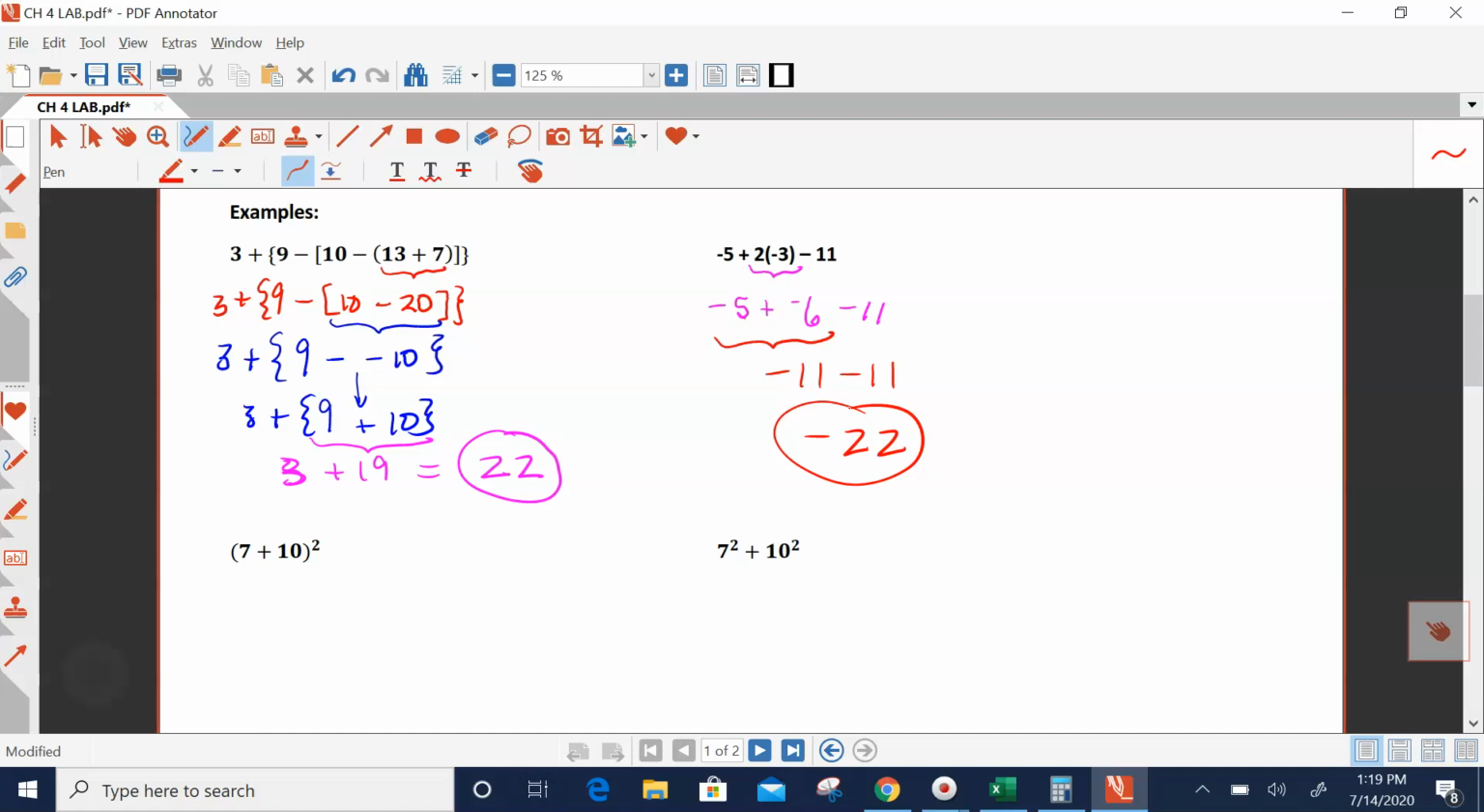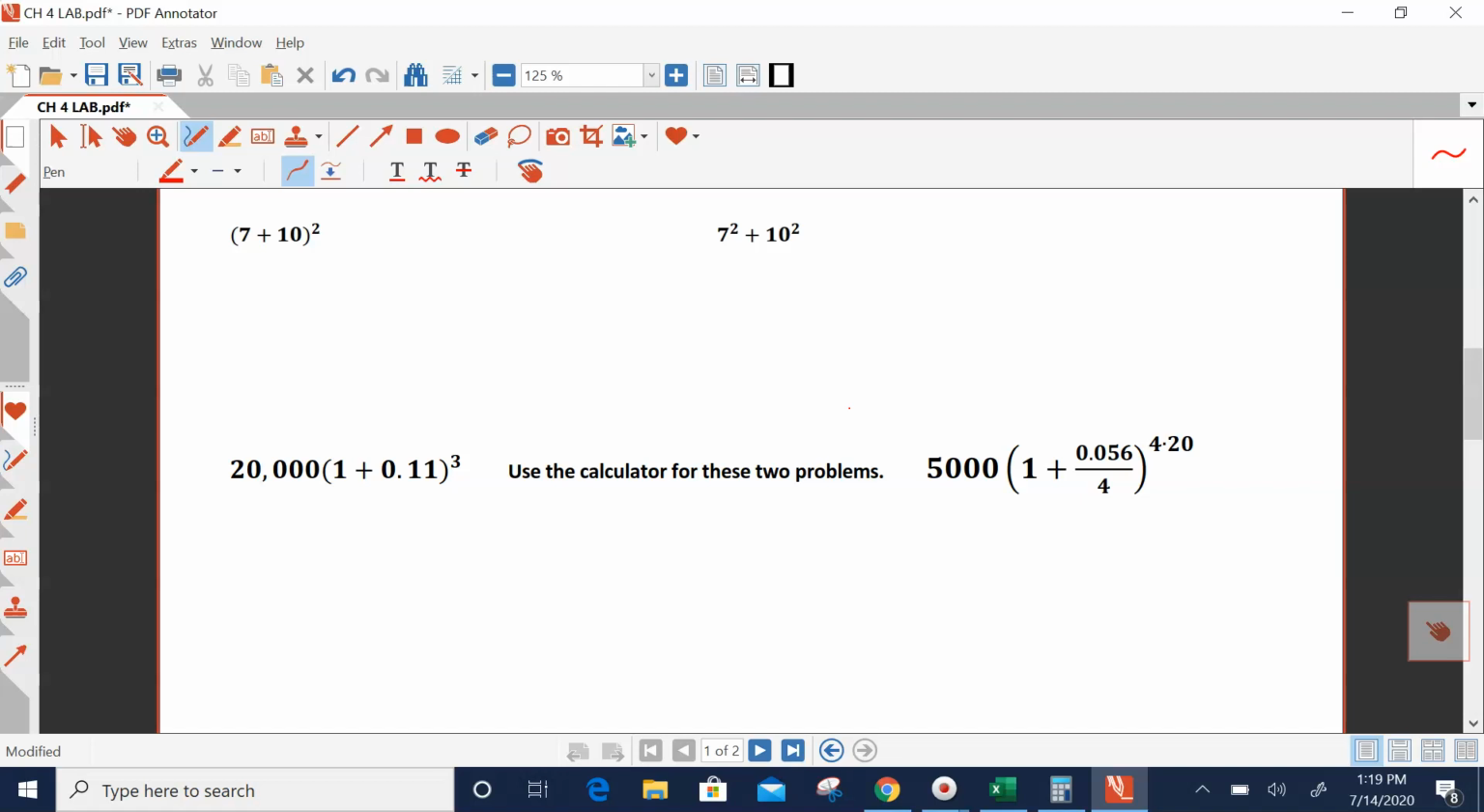Let's look at this next example. I have within parentheses 7 plus 10, that whole quantity squared. And what I'd like to do is compare that problem with the one to the right of it, where it says it's 7 squared plus 10 squared. It's very easy to think that these two problems are the same, that they result in the same answer, but they don't. If I have 7 plus 10 in parentheses with a square on the outside, that is not the same as 7 squared plus 10 squared.